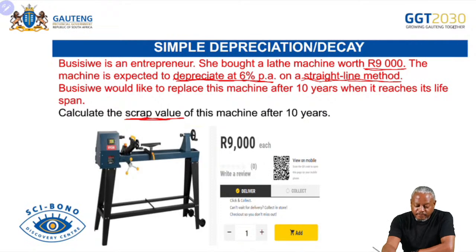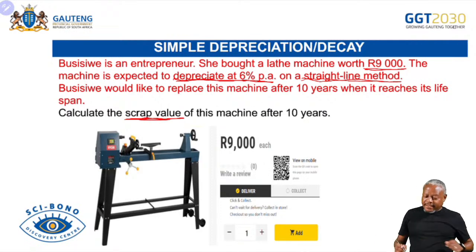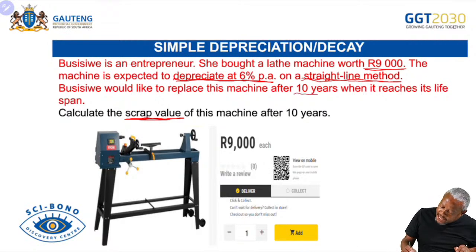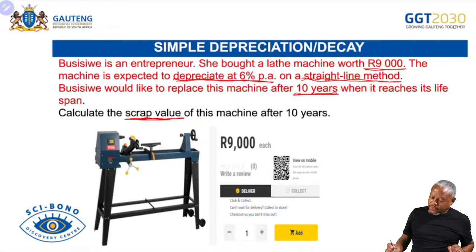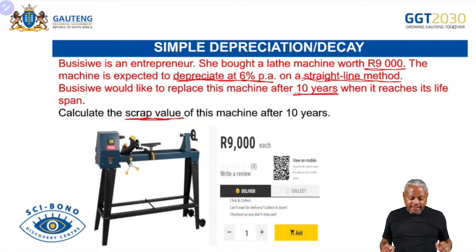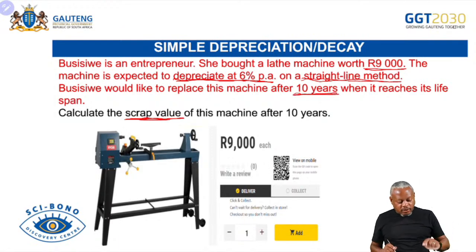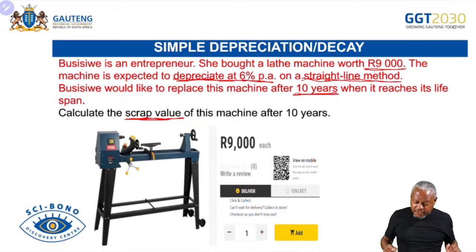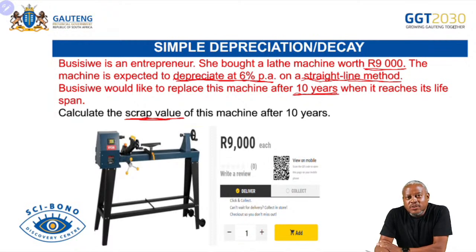And then, Busiwa would like to replace this machine after 10 years, when it reaches its lifespan. Now, calculate the scrap value of this machine after 10 years. So I've given you 2 minutes to go through this one. The first minute, I ask you to formulate your data. And then the second minute is to solve the problem. Now let us go through.